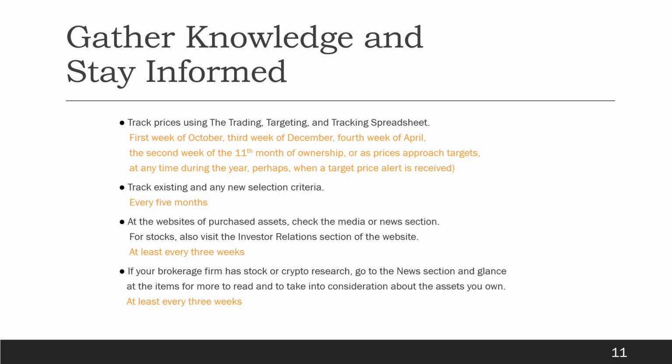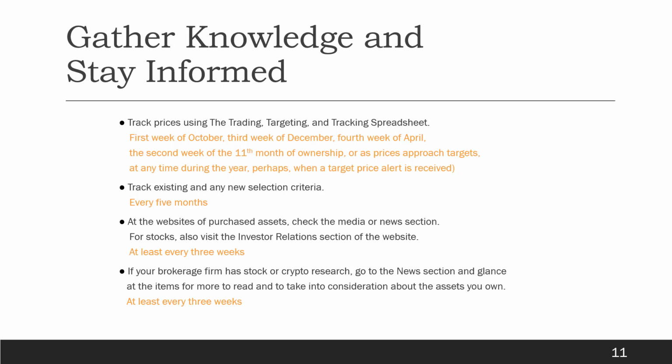2 in the third week of December to get an end of year image, 3 at the beginning of the fourth week of April, 4 at the second week of the 11th month after the buy date, because you will be leaving short-term capital gain loss territory and going into long-term capital gain loss territory after the 12th month. And 5, at any time during the year, especially when a target price alert is received.